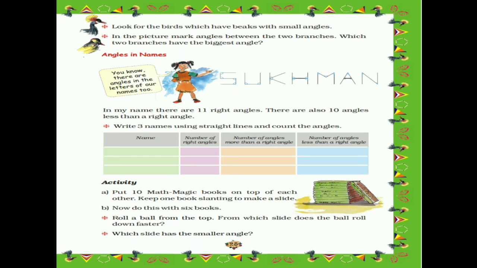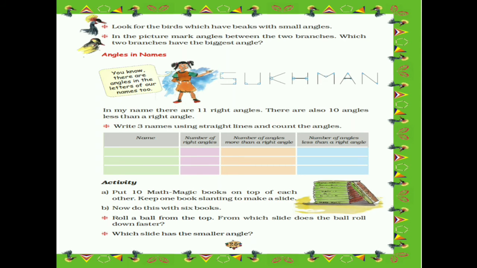When you do this at your home, you will find that the ball rolls down faster from the slide made by the 10 books. So this will be your answer: 10 books. You have to write this in your textbook. Now second question, which slide has a smaller angle? When you make the slides, you will come to know that the slide made by 6 books has the smaller angle. So you have to write that in your textbook.